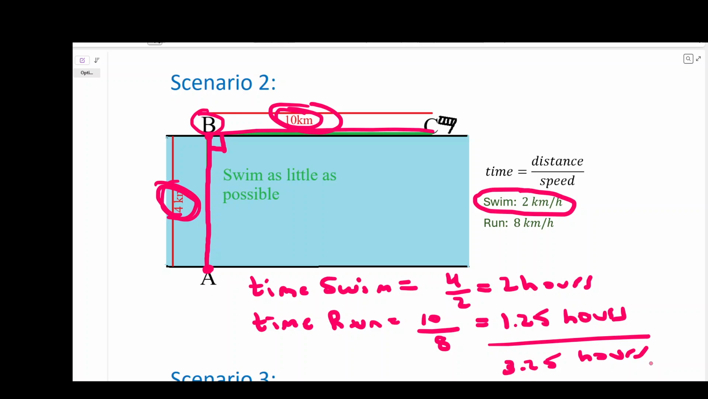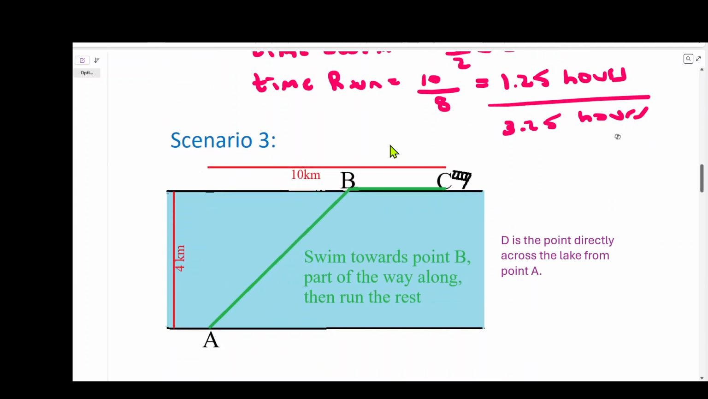But of course, we need to find the absolute minimal time, which is where you're going to swim still at an angle. So you're not swimming directly, but you're not swimming all the way there. You are going to swim part of the way, get out of the water at this in-between point B, and then run the rest of the way. That's the scenario that we need to do more math with because, of course, we don't know where point B is in this scenario.